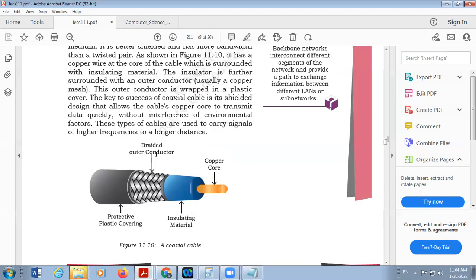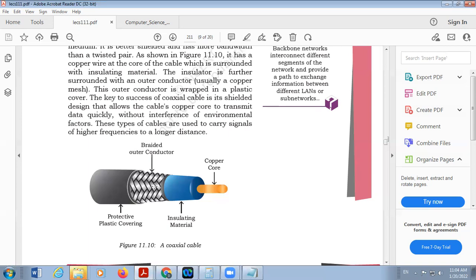Here, the insulator is further there, and there is a copper wire. Then there is an insulating plastic, you can say it is just like a strong plastic, PVC is here. Then the insulator is further surrounded by an outer conductor, okay, which is of a metal, and the outer conductor is wrapped in a plastic cover.